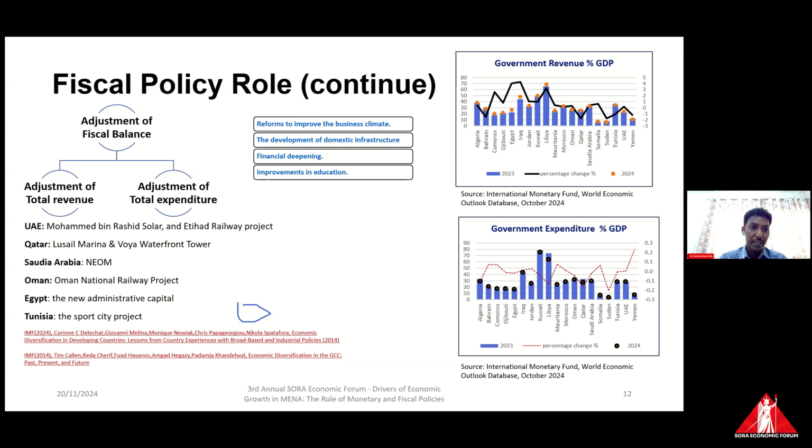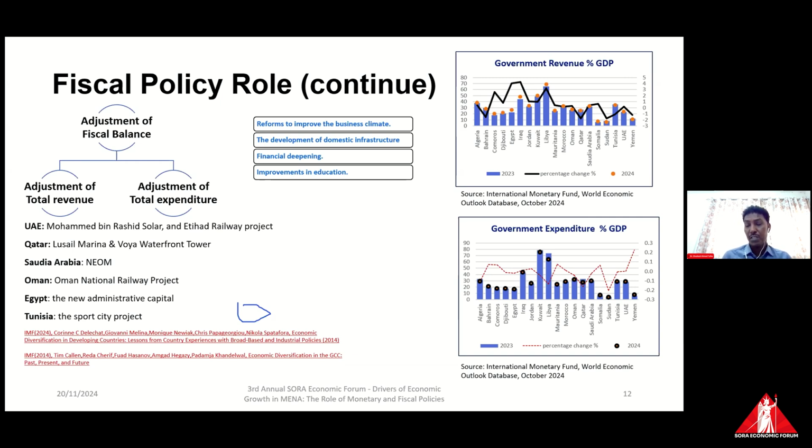And the good thing is that on the expenditure side, these economies are spending on infrastructure services. For example, there are mega projects across countries. In UAE, for example, Mohammed bin Rashid Solar, this is one very important mega project that's being implemented by the government. In Qatar, we have Losail Marina, Voya Waterfront Tower.